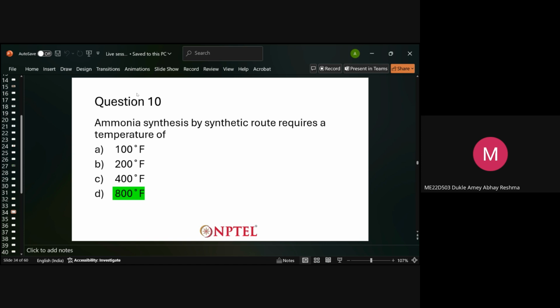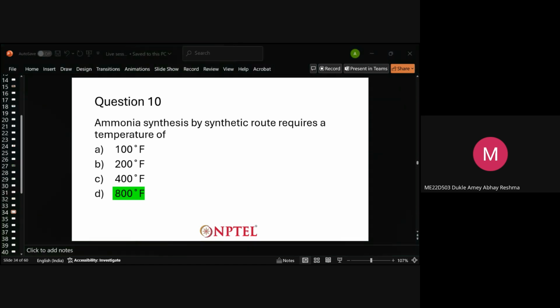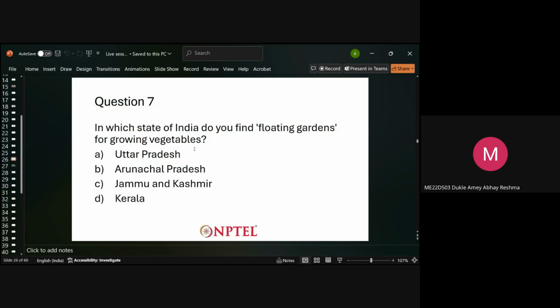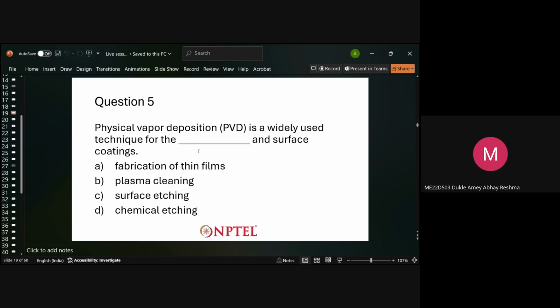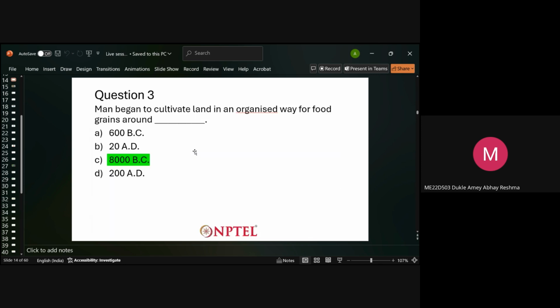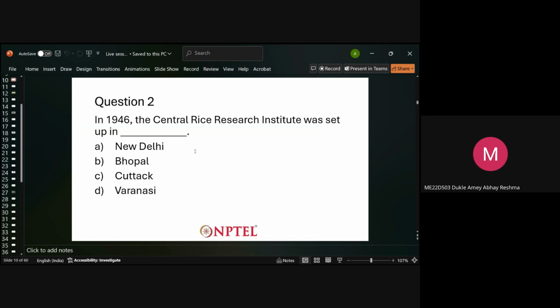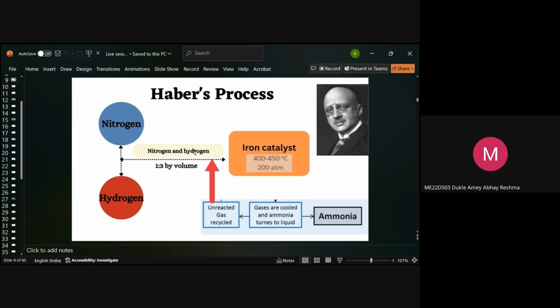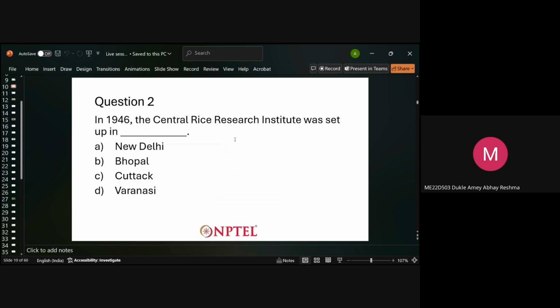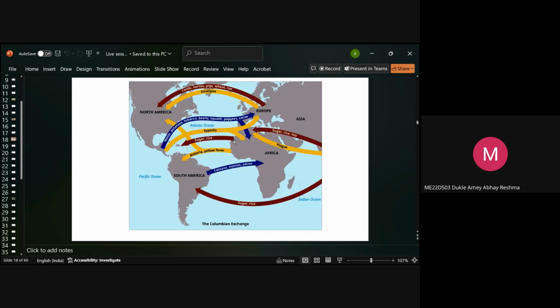So basically, when you go through the Haber process, in the first slide, you might have seen it, the temperature is around 400 to 450 degrees Celsius. That corresponds to around 800 degrees Fahrenheit.